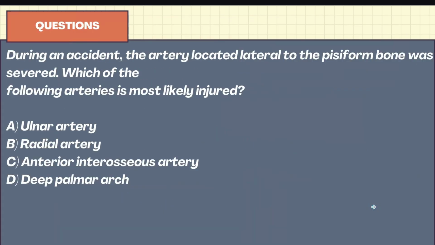Okay, so now for questions for hand 2. During an accident, the artery located lateral to the pisiform bone was severed. Which of the following arteries is most likely injured? So lateral to the pisiform bone, you're going to have the ulnar artery. It's the same idea as the ulnar nerve being in the Guyon's canal.